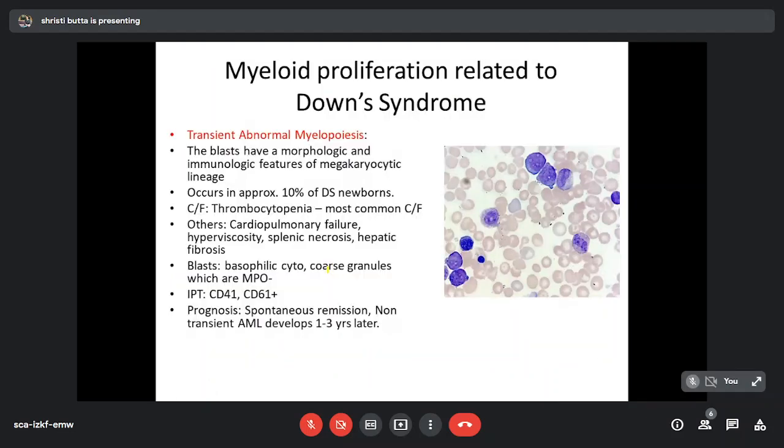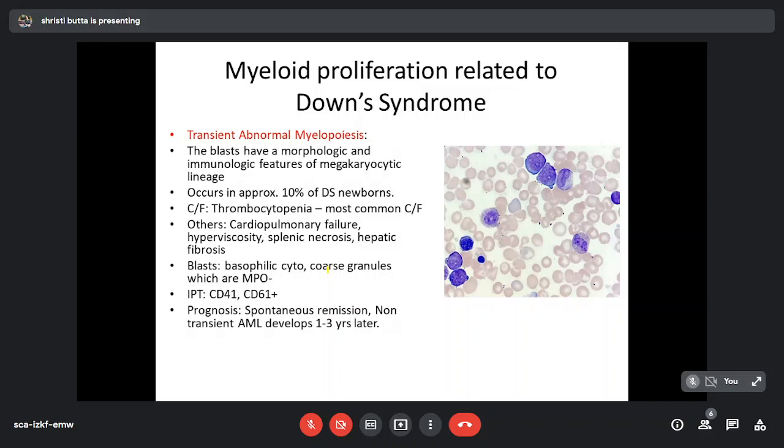Now coming to myeloid proliferation related to Down syndrome, that is the transient abnormal myelopoiesis. The blasts are of megakaryocytic nature. Yes, they are CD41 and 61 positive. They have pseudopods, as you can see. Clinical feature is thrombocytopenia. Other features include cardiopulmonary failure, hyperviscosity, splenic necrosis, and hepatic fibrosis.